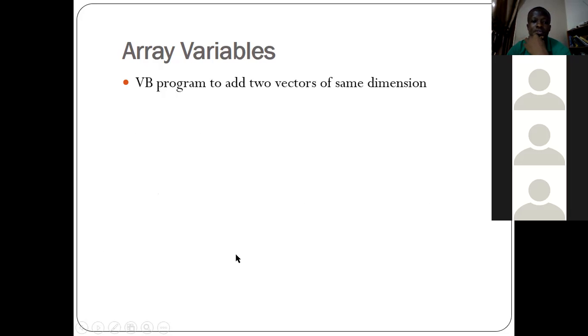A VB program to add two vectors of the same dimension is an example. So you want to add a 3x1 vector to a 3x1 vector. How do we do it? We need to create 3 arrays: one array to store the first vector, another array to store the second vector, then a third array to store the sum of the two vectors.